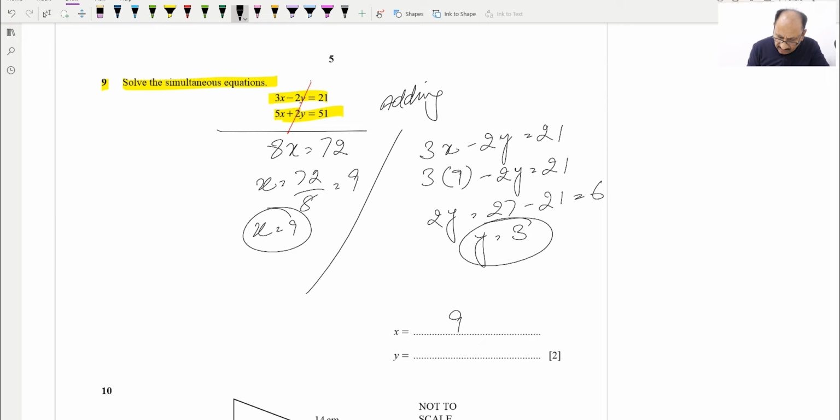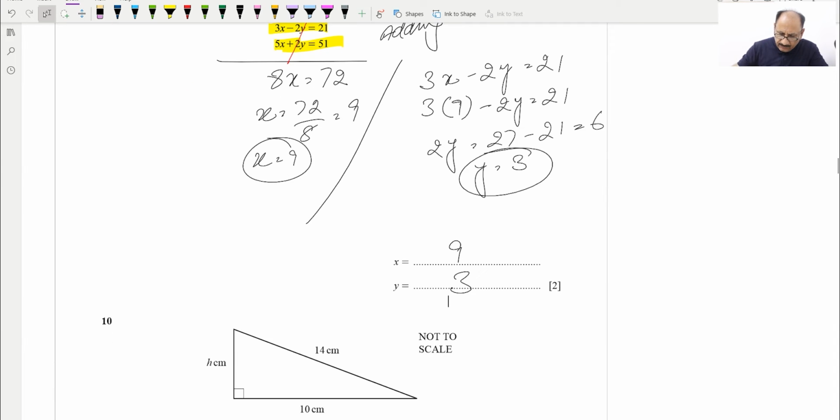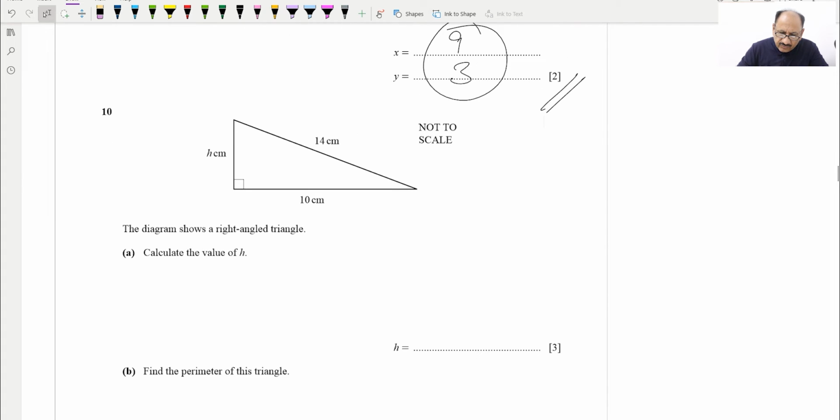So x is 9 and y is 3, and you can replace the values of x and y in the two given original equations, and if they are satisfied, it means that your answer is correct. You can check this during your examination, immediately after solving, whether your answer is correct or not.